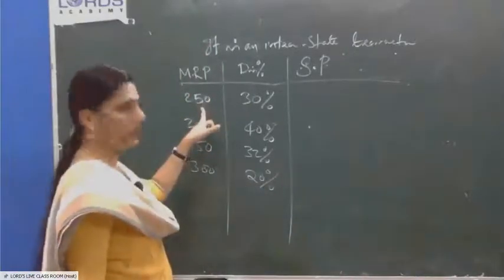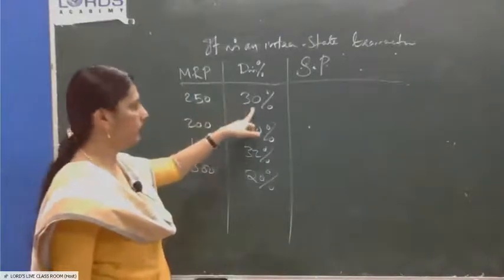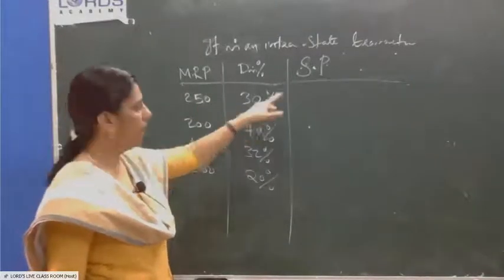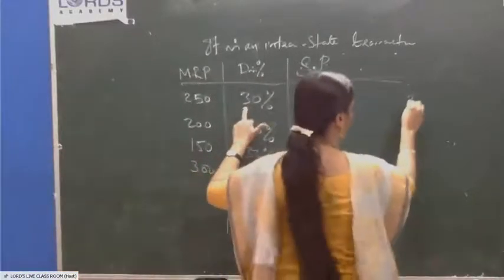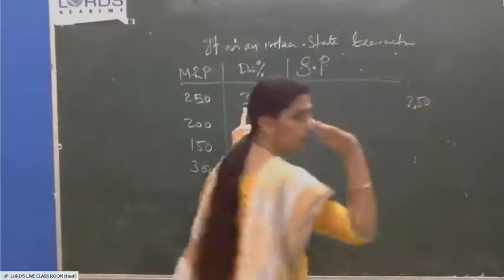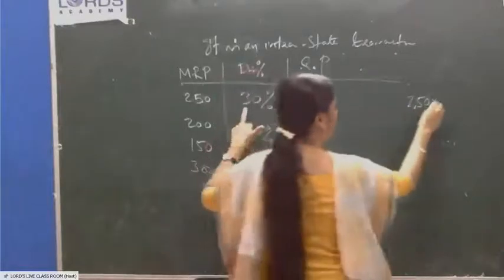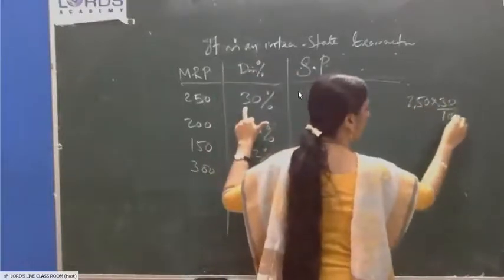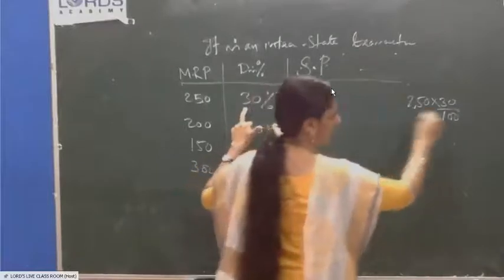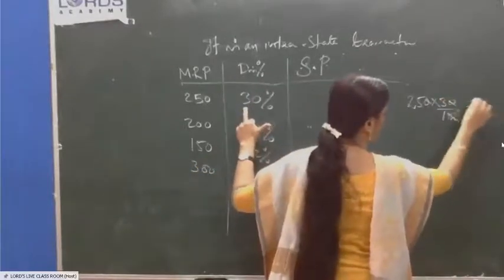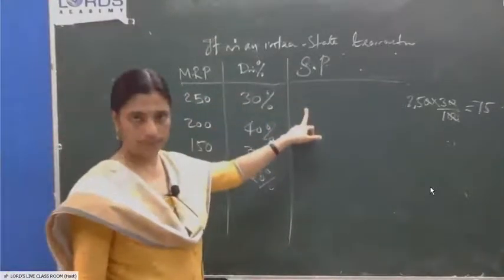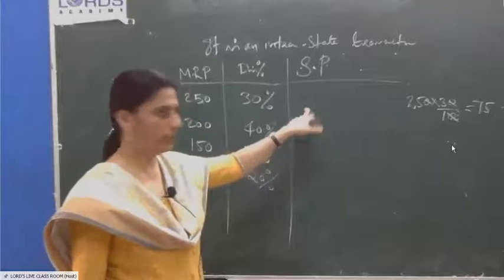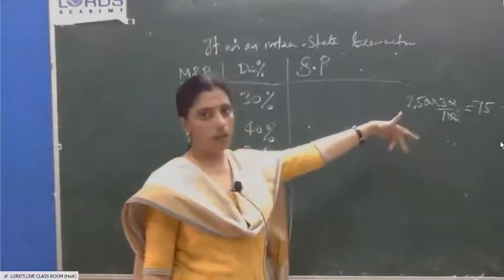Anyway, 250 rupees is the market price, 30% discount. So how will we get the sale price? Our traditional way, what will we do? First we will find 30% of 250, that is how much? 75. Then that 75 you will subtract from this, and that we will write here. You can do that, but those workings you do in the working column.